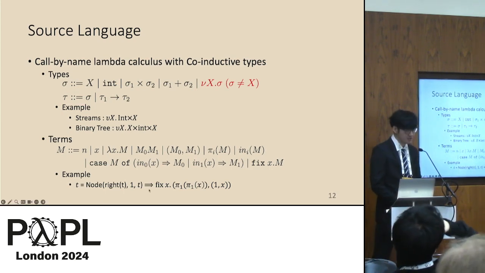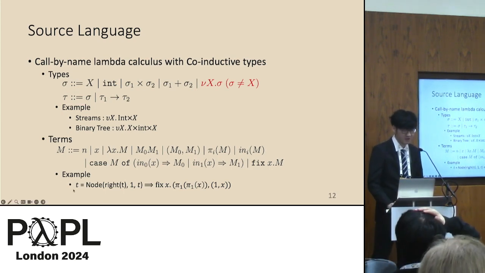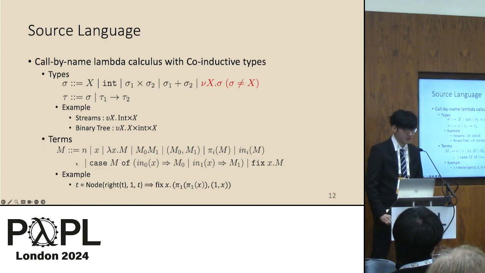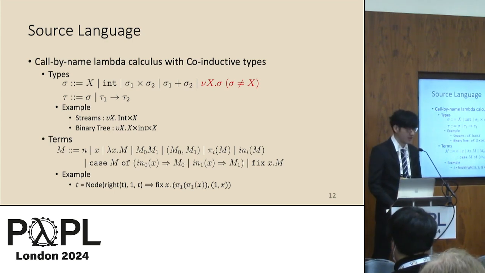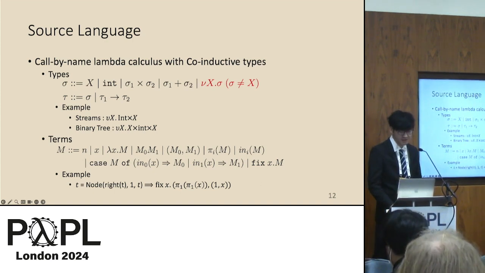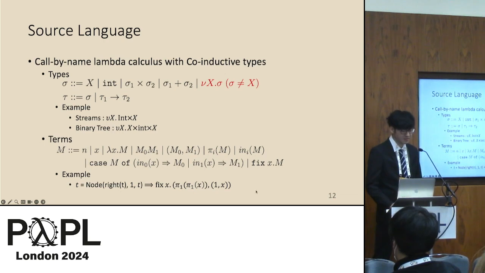The term denoted by M is those of standard lambda calculus with fixed points. And the recursive definition of a co-inductive data structure is represented by using a fixed point operator. For example, the right tree explained before is represented by this term.